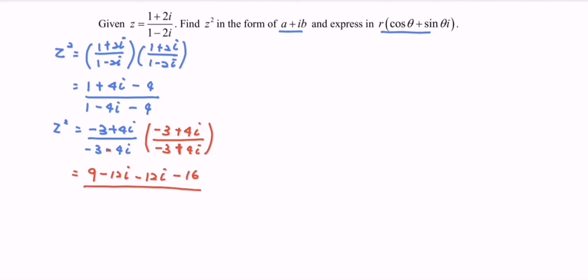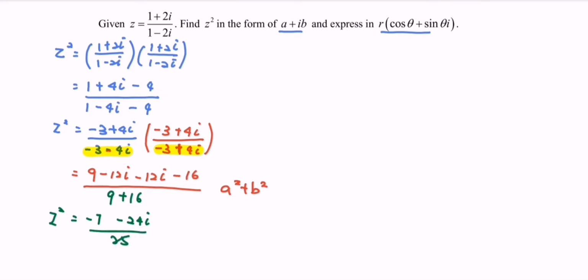Next, referring to the denominator, notice that we multiply by the conjugate, so we can apply the formula a squared plus b squared. In this part it will be 9 plus 16. Kindly simplify. We have z squared equals 9 minus 16, so here we have negative 7, and negative 12i minus 12i, so we will have negative 24i over 9 plus 16, which is 25.